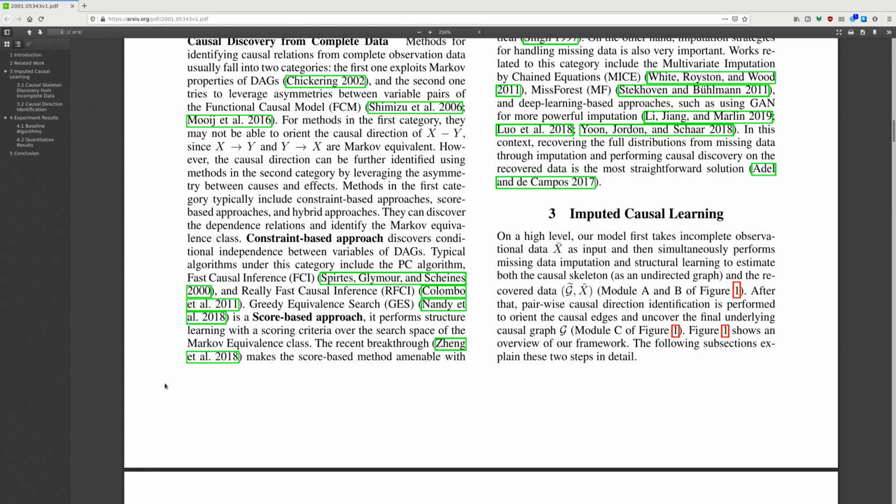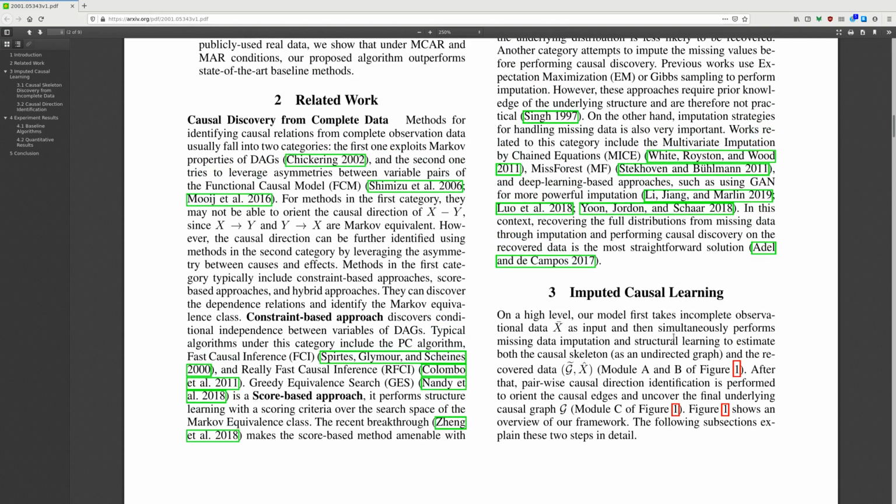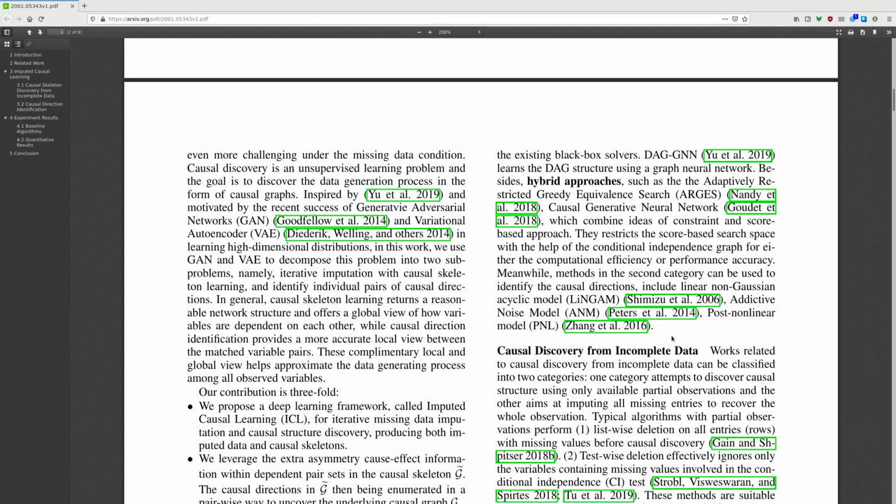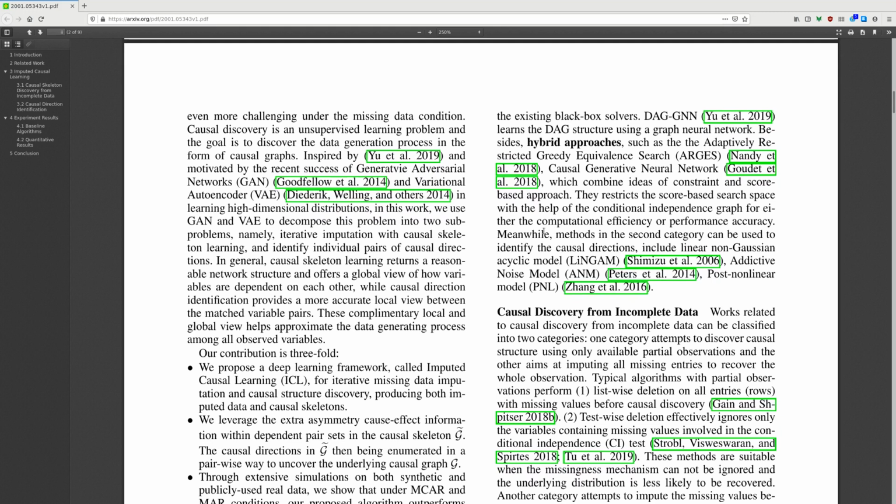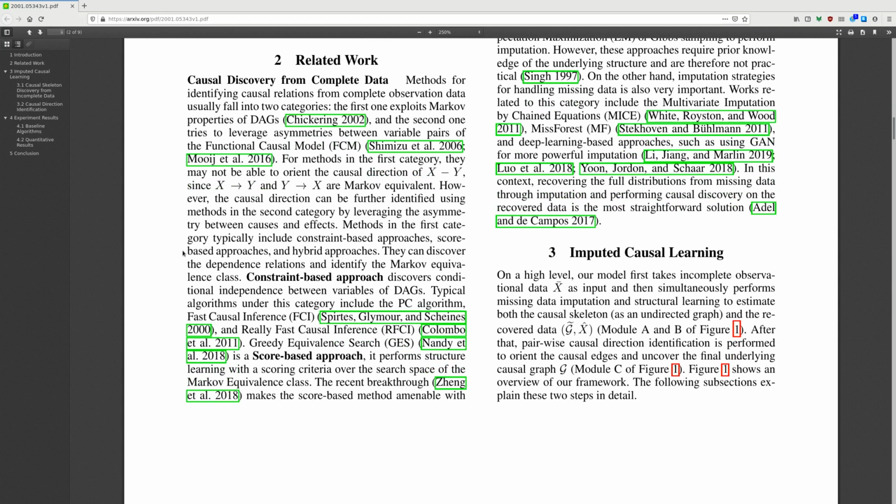The recent breakthrough makes the score-based method amenable with existing black box solvers. DAG-GNN learns DAG structure using a graph neural network. Besides, hybrid approaches such as adaptively restricted greedy equivalent search, ARGES, and causal generative neural network, combine ideas of constraint and score-based approaches. They restrict the score-based search space with the help of the conditional independence graph, for either computation efficiency or performance accuracy. Meanwhile, methods in the second category can be used to identify the causal directions, including linear non-Gaussian acyclic model, and so on. So let's review this one once more.